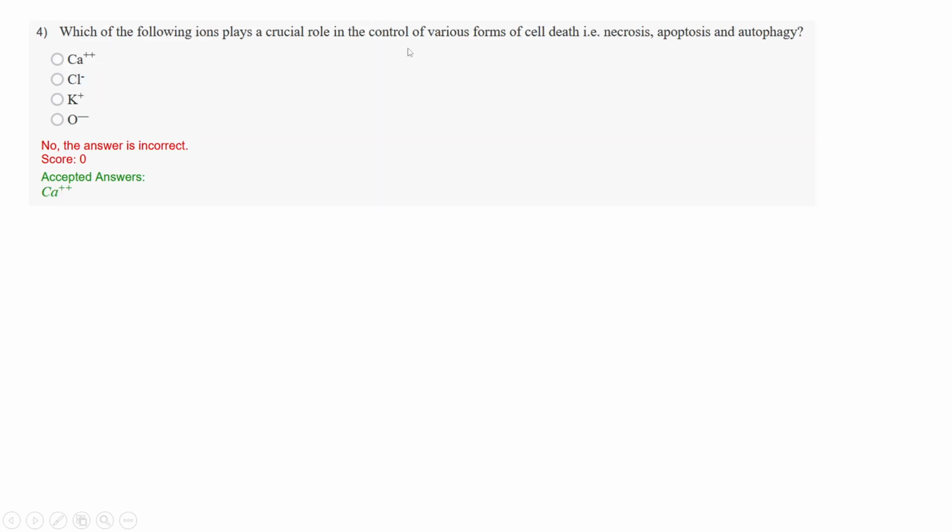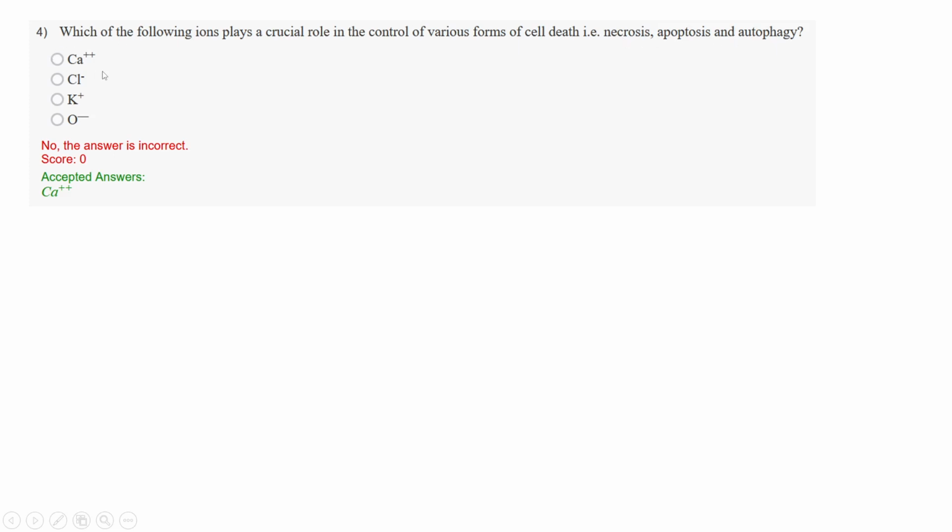Which of the following ions plays a crucial role in control of the various forms of cell death, such as necrosis, apoptosis, and autophagy? Calcium is the correct option. Calcium ions play a very important role in maintaining cellular physiology. Through calcium, many signaling pathways are activated, and necrosis, apoptosis, as well as autophagy are regulated by calcium. In the mitochondrial system also, calcium plays an important role. Release of calcium by the mitochondria promotes the necrosis, apoptosis and autophagy pathways.